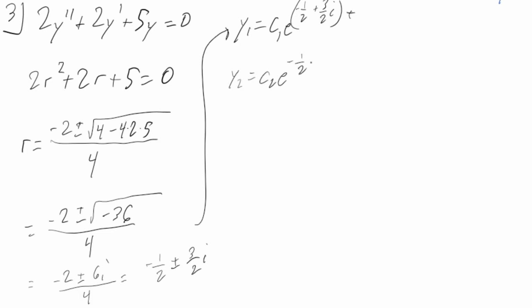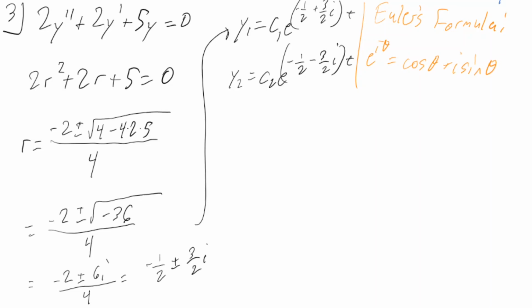But this is kind of weird because these are complex functions. So this is where we want to use Euler's formula. Euler's formula is e to the i theta equals cosine theta plus i sine theta. It's a pretty important formula in complex variables. So using this, we could expand out y1 and y2 in terms of cosines and sines. We want to take the real part of the exponent and the imaginary exponent and split them up.